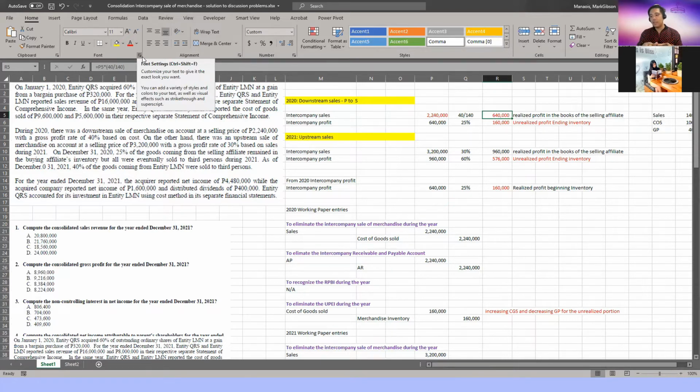Kasi itong 640,000 sa libro ni parent, this is already realized profit. So tandaan ha, while we are doing consolidated financial statements, tandaan that the parent and the subsidiary also have to keep its separate books, no? So in the books of the parent, that 640,000 is already realized profit.